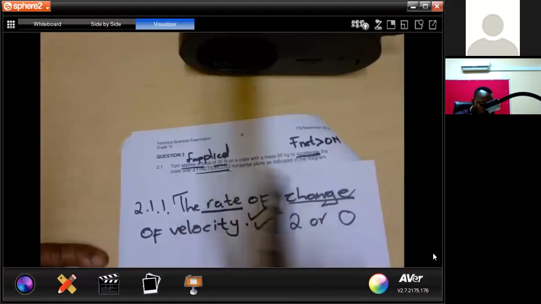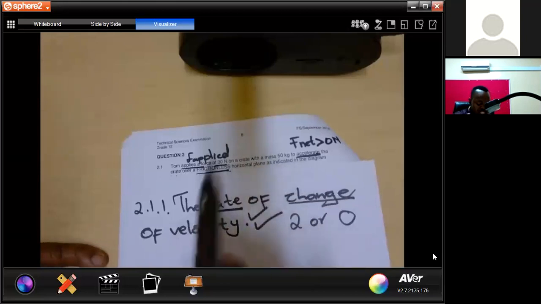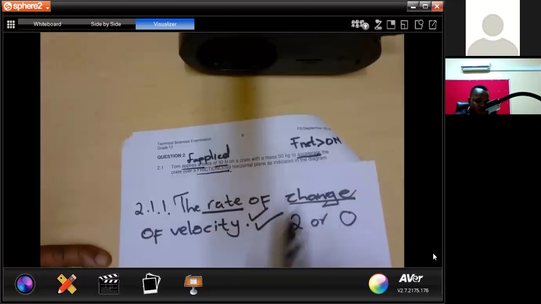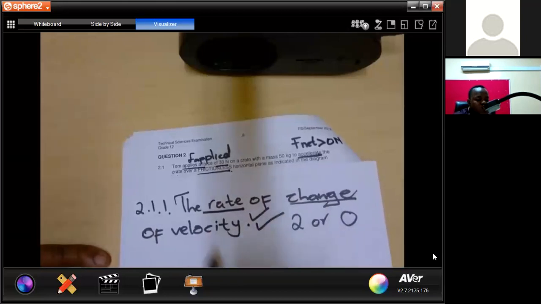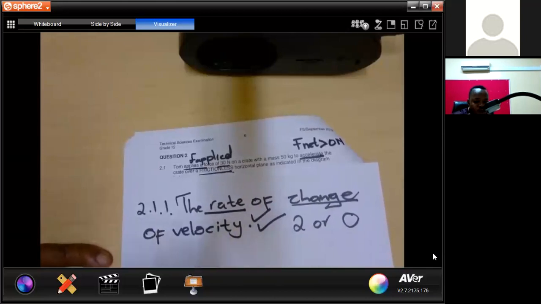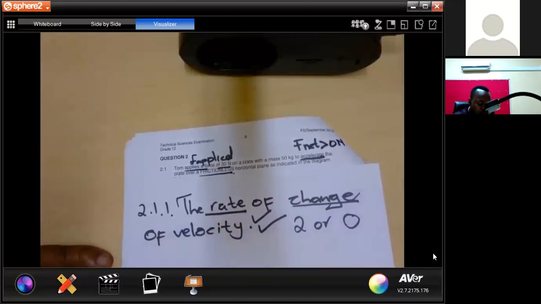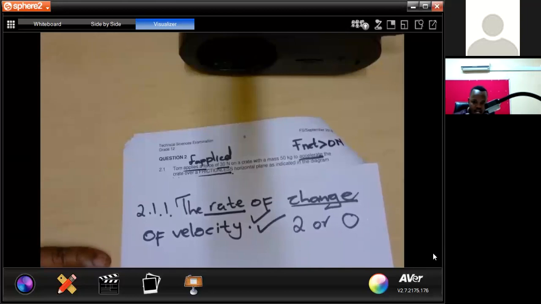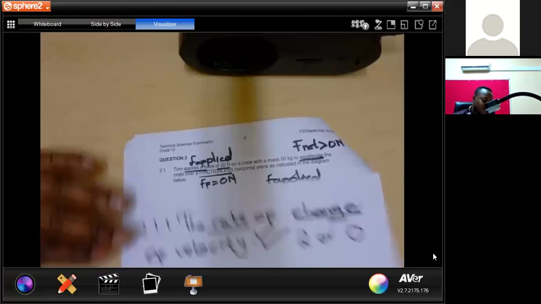It is the rate of change of velocity. And hence, if there is no change in velocity, in other words, if your velocity is constant, if your velocity remains the same for a certain period of time, then you don't have an acceleration. Why? Because there is no change of velocity. And hence, when we talk about acceleration, we are talking about the rate of change of velocity. Right, my dear learners, I hope you have that.